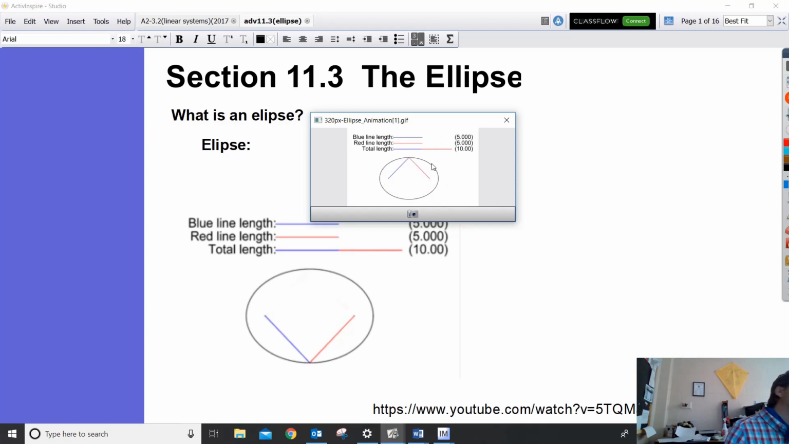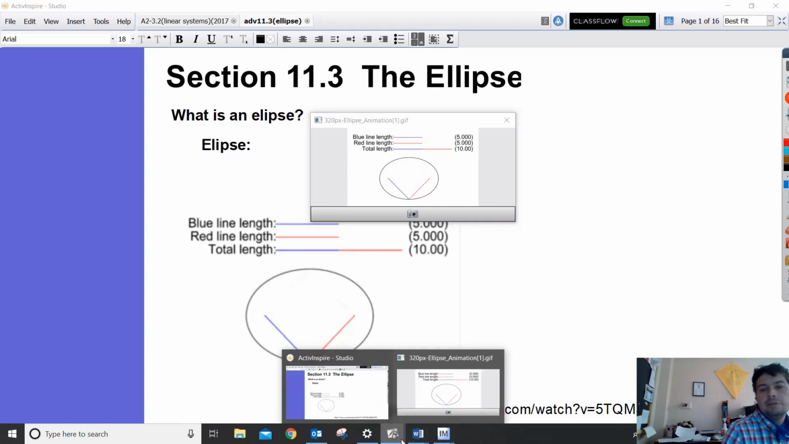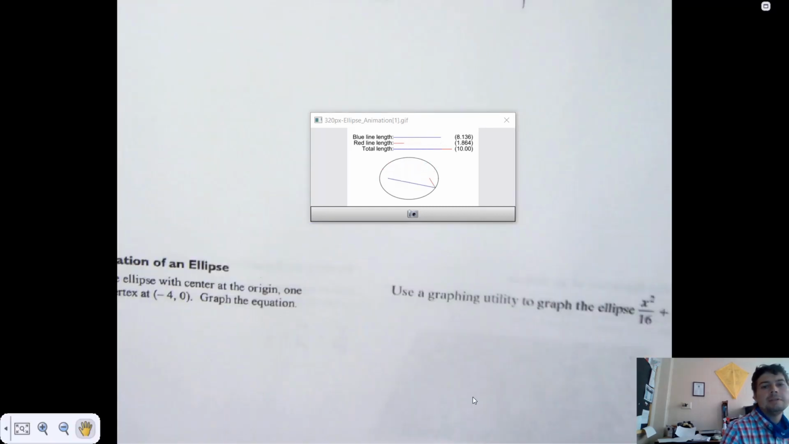I know it's kind of hard for you to see here, but what is happening is this red distance, from the foci to the ellipse, and this blue distance from the other foci to the ellipse are being added together. And what stays the same? The total distance. It's part of the definition of an ellipse. So when you start talking about the definition of an ellipse, you talk about that fact, because that's something that holds true for all ellipses.